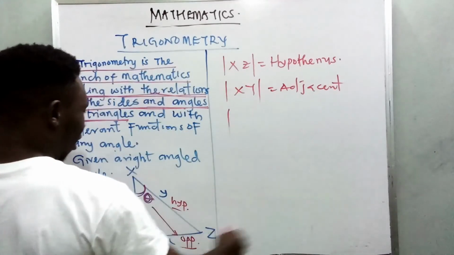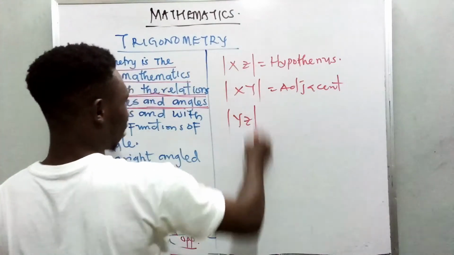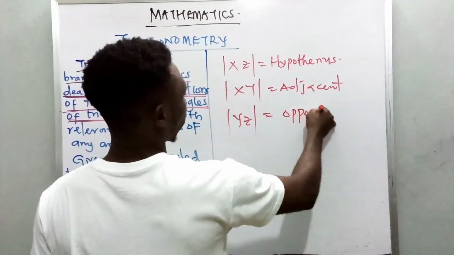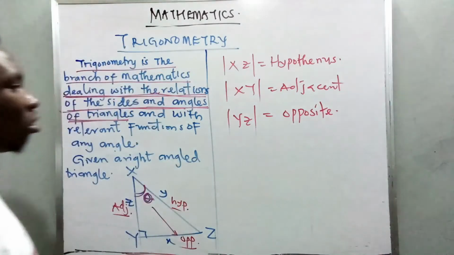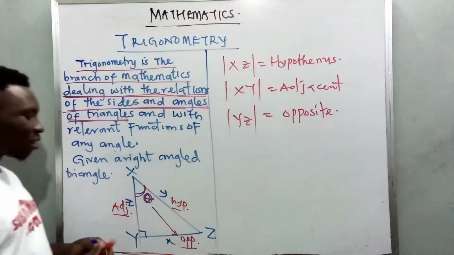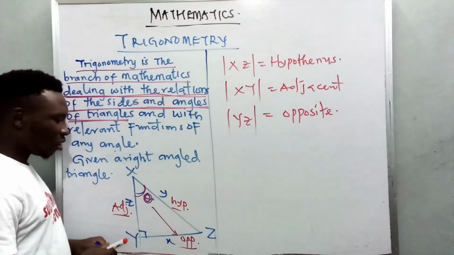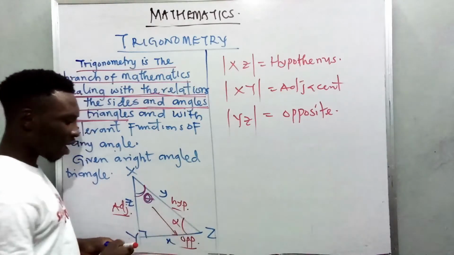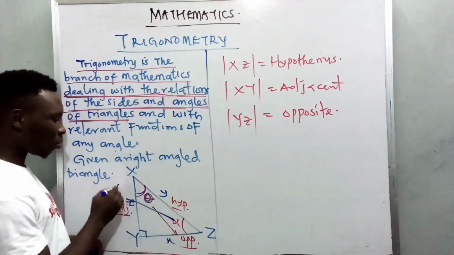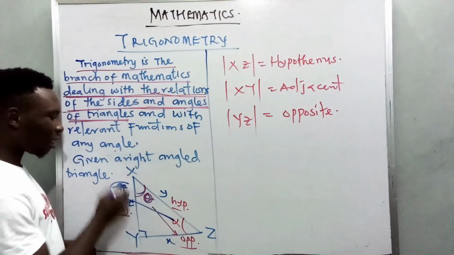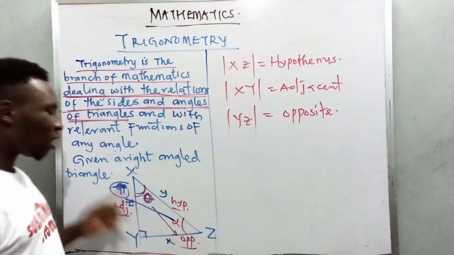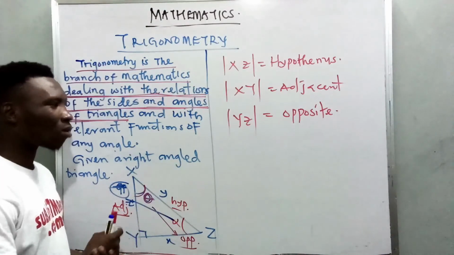And we also have y, z. So your y, z here is your opposite. Now I would like to bring to your notice, the positioning of your opposite is relative. It's relative to what? The internal angle given. So if I have my internal angle here to be phi, then conversely, this particular place becomes your opposite. So what am I trying to say? Your opposite is relative to the internal angle given.